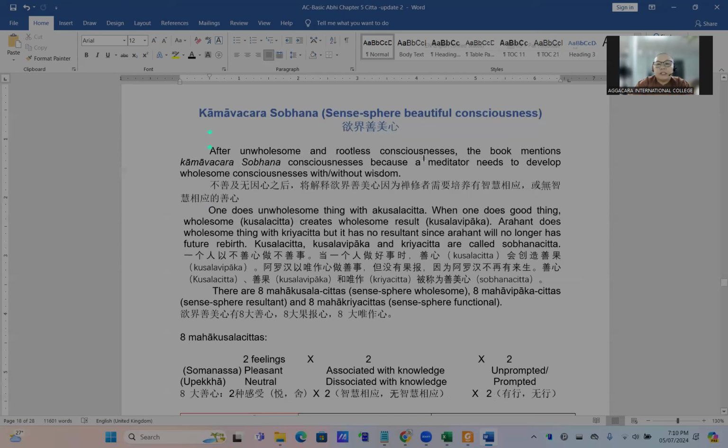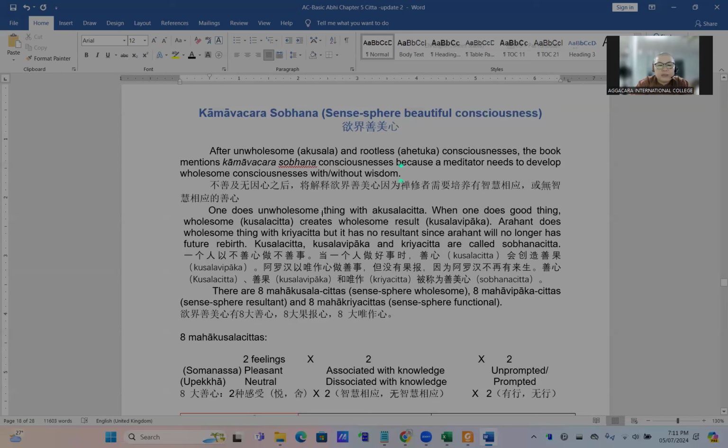Okay, now we think logically. Okay, so we have finished the akusala. There is unwholesome. Sometimes you just need to memorize the Pali, because it's not easy to just keep on saying the English only. Okay, after the akusala and ahetuka question, now the book mentioned kama vachala sobana, right? Sense sphere, beautiful chitta, because a meditator needs to develop wholesome consciousness, kusala chitta, with or without wisdom, right?